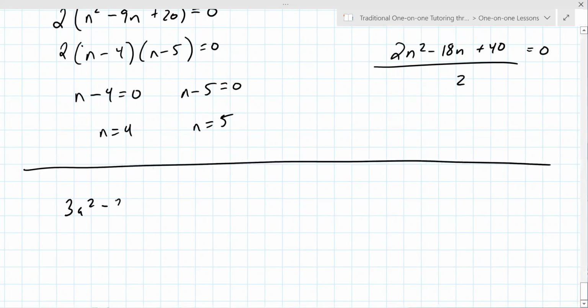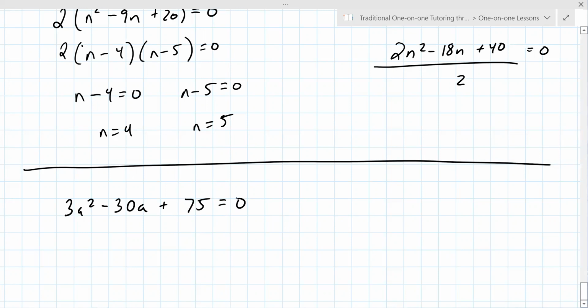3a squared minus 30a plus 156 equals 0. Nope, I'm sorry, this one does not work. Okay, let me change this up slightly. Sorry, I didn't realize what they were doing. Let's do that one.